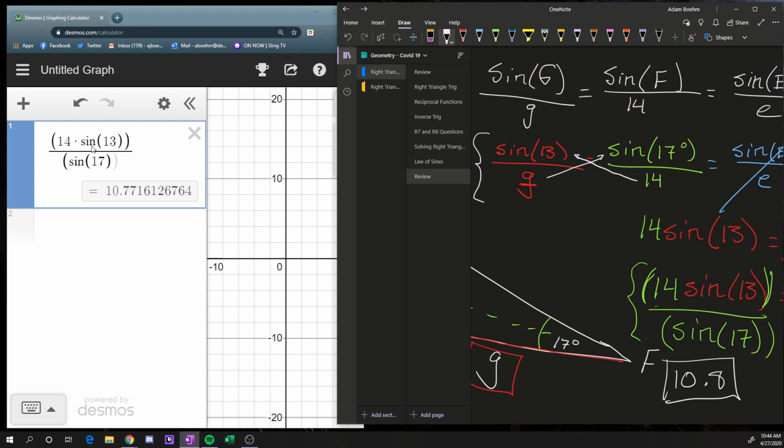On your TI-84 or TI-83 calculator, again, first we need to check that our mode is right. So we hit the mode button, scroll down to where it says radian and degree, highlight degree, hit enter. And then I always have parentheses, 14, and then I basically just type it in exactly as I have it up on screen. Sine of 13 divided by sine of 17. And you get the same answer.